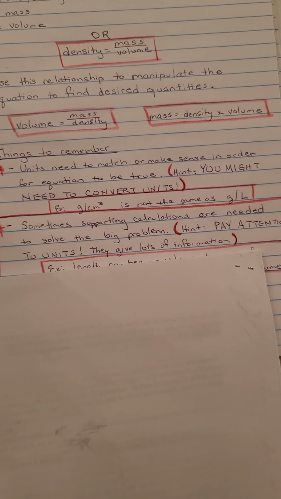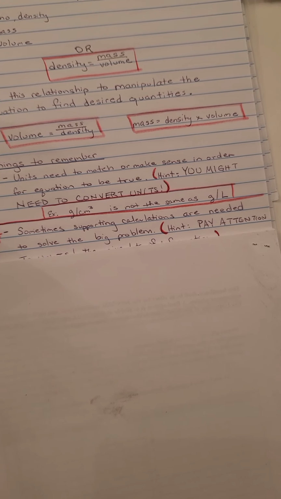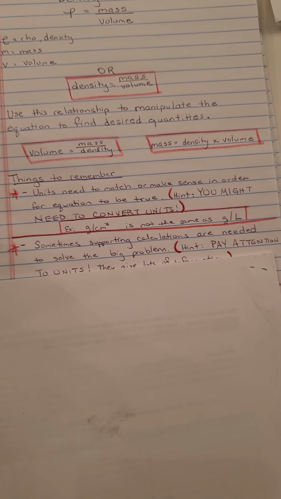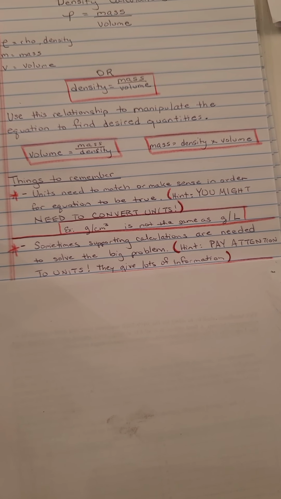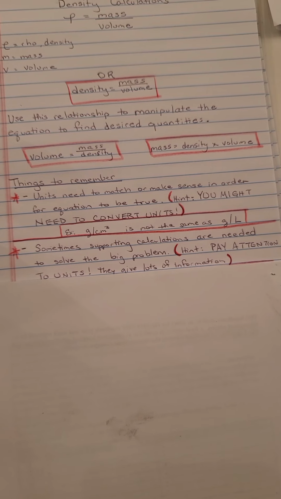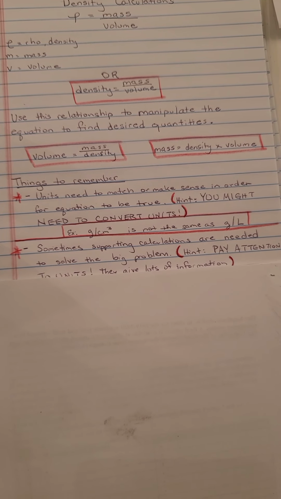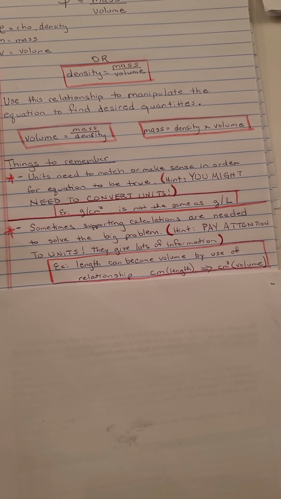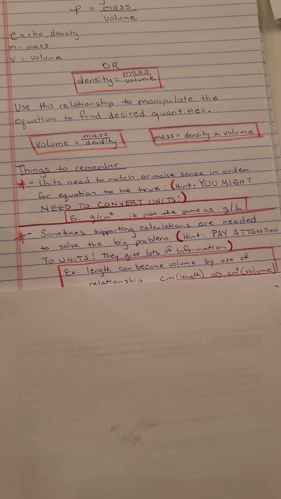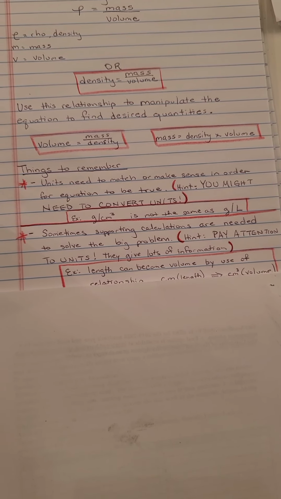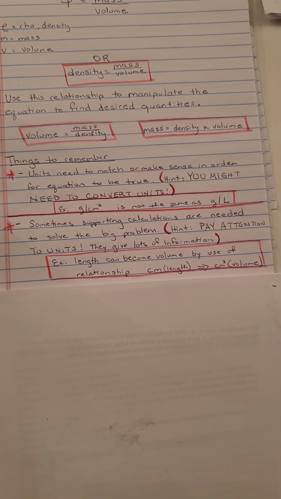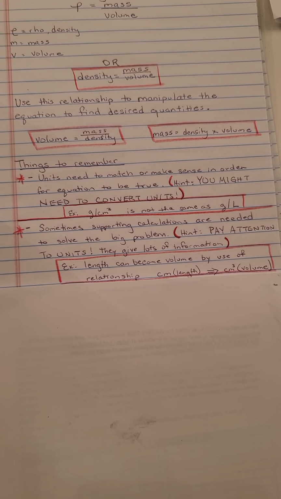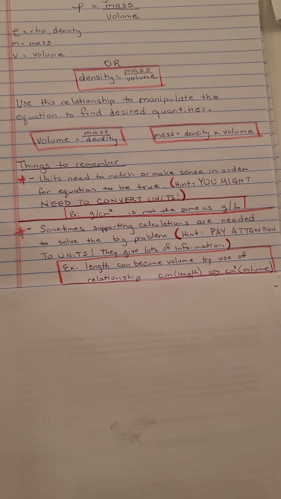Next thing. Sometimes you might also have to do some supporting calculations in order to get to the final answer or to solve the big problem. Pay attention to units. Again, they give us lots of information and they will also help direct us to what we need to finally figure out. So here's an example of that. I may be given just the length in the problem, but I'm trying to put things in terms of volume. So I know that there's a relationship between length and volume. If I cube my length, I will then in turn get my volume.